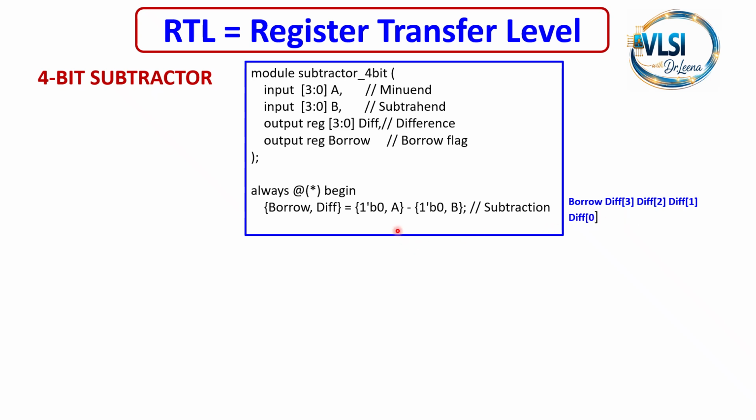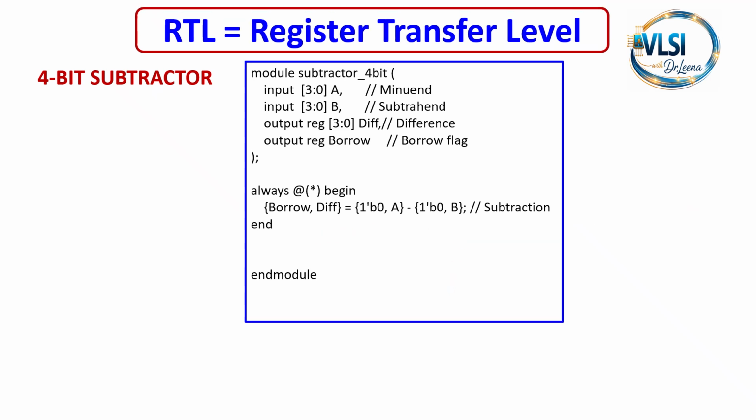And the next one: here A extends to 5-bit, and B also extends to 5-bit. Why this extension? To capture the borrow bit. If borrow occurs, that has to be captured, so the 5th bit ensures that it is capturing the borrow. And this equal to sign is called a blocking assignment. It executes immediately, in order, inside the always block. After performing the subtraction operation, it ends, and then it ends the module. This is the RTL code for the subtraction. Now let's see the test bench.